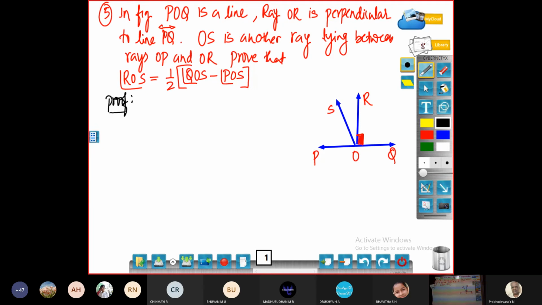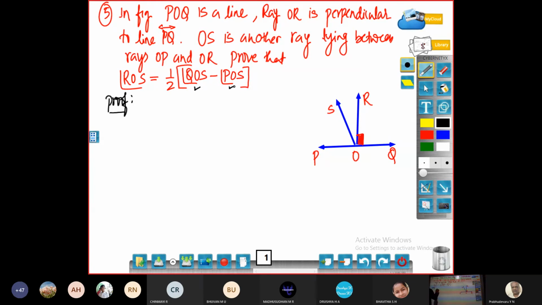Proof. Now look at this, what you have to prove. In the right hand side we have angle QOS and POS. We want to express this in terms of ROS, which we have in the left hand side. So you need to try to convert this POS and QOS in terms of ROS.